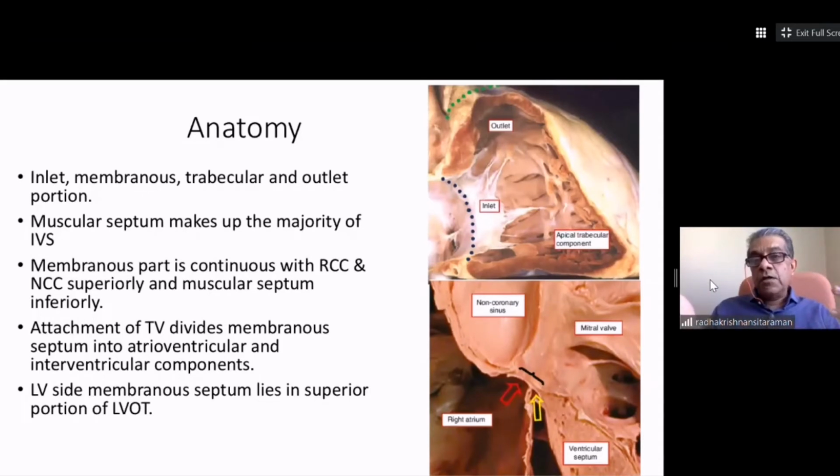But now, the way we look at the ventricular septum is completely different. We actually look at it from the right ventricular aspect of the ventricular septum instead of the left ventricular aspect, which was the traditional view when we trained.